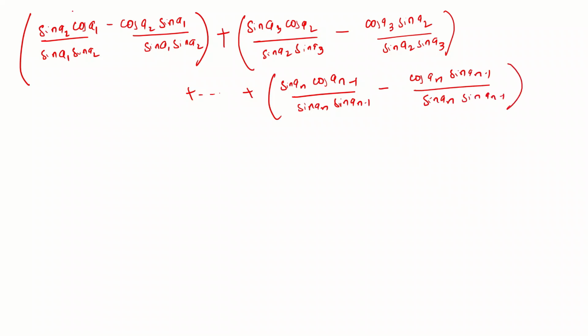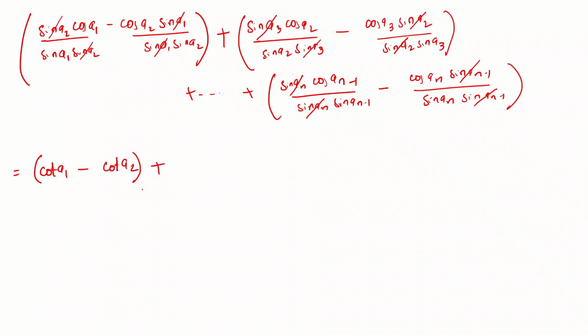And now you see that this sine a2 gets cancelled out with sine a2, and sine a1 gets cancelled out with sine a1. Similarly, sine a3 cancels out with sine a3, sine a2 cancels out with sine a2, and in here sine an cancels out with sine an, and sine a(n-1) cancels out with sine a(n-1). So in the first term, what we are left with is cos a1 by sin a1, which is cot a1, minus cos a2 by sin a2, which is cot a2. So this is what we are left with in the first term.